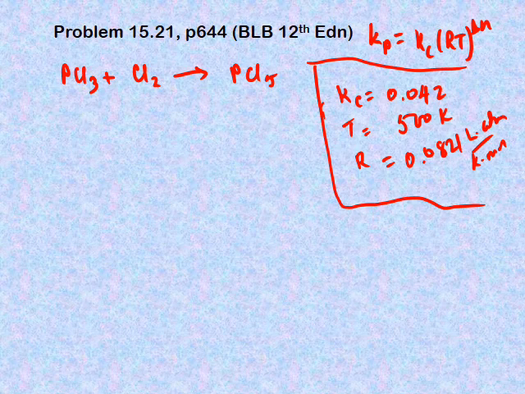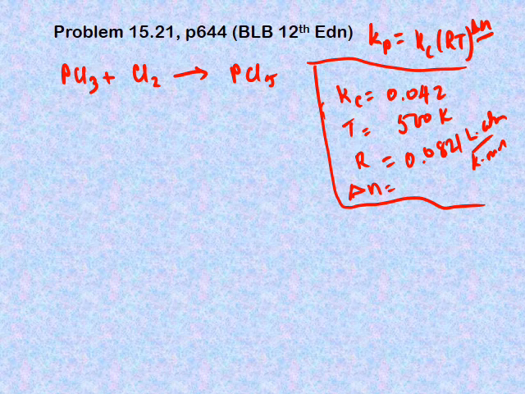Since we are going to use this expression where delta N is needed, let's calculate delta N. Delta N will be given by products minus reactants. I have one product, which is PCl5, and two reactants. PCl3 is one of them, Cl2 is the other one, so that's -1. So now we are going to apply this following expression, Kp equals Kc RT to the power delta N.